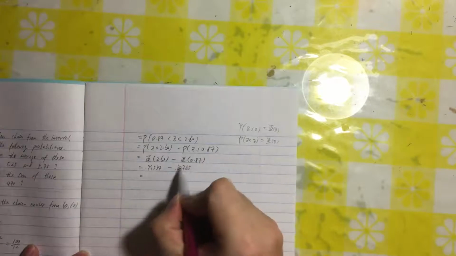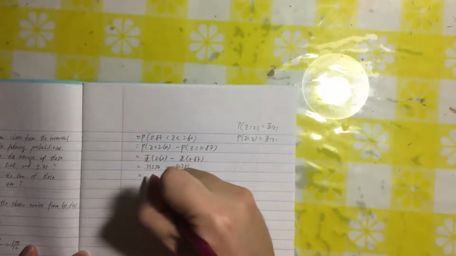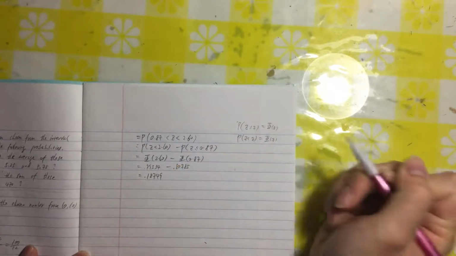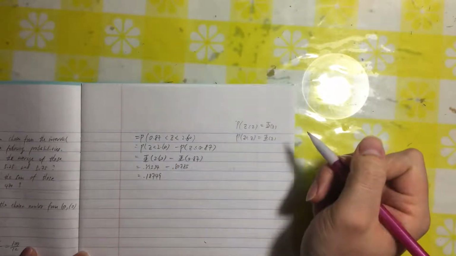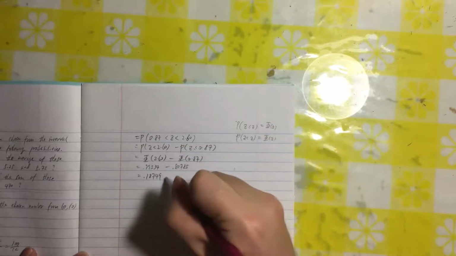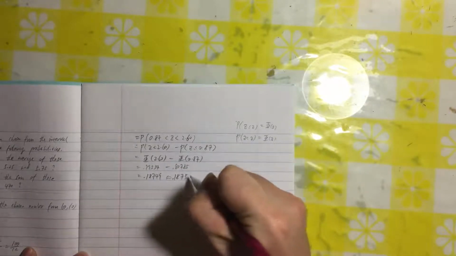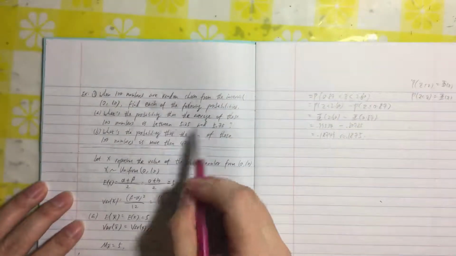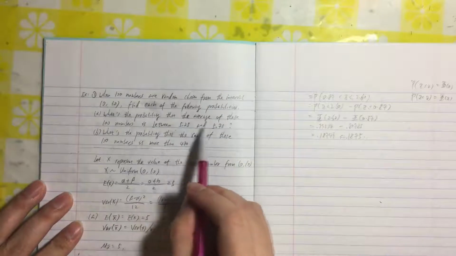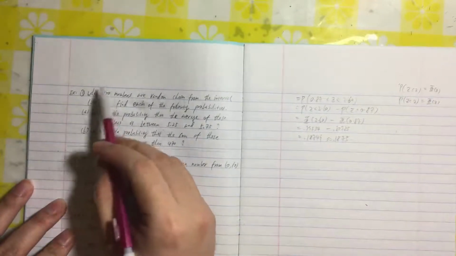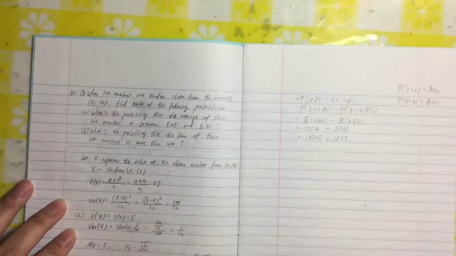Then subtract the numbers. I subtract this number using my calculator. I get 0.18749. In general, we round the answer to 4 decimal places. That's approximately 0.1875. That's the probability that the average of these 100 numbers is between 5.25 and 5.75. When the sample size n is larger than 30, that's a very good approximation.